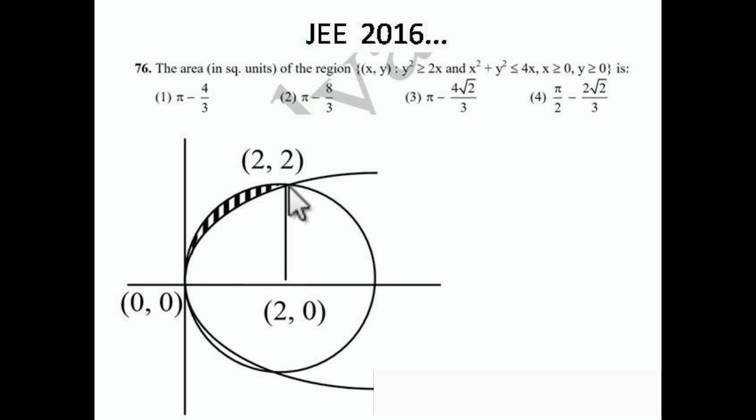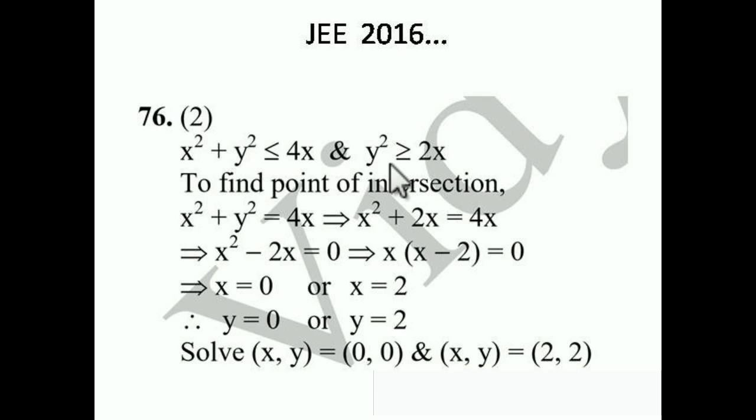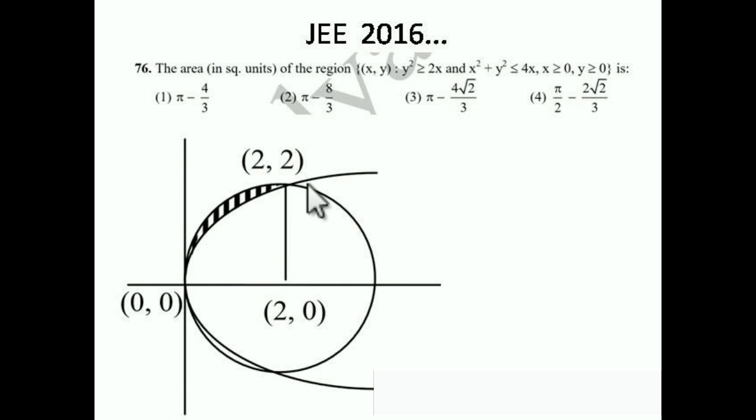Yes, you have to find the intersection point. How? Let's do that. You have these equations: x square plus y square is equal to 4x, y square greater than or equal to 2x. Now I taught you earlier, we know that x square plus y square is equal to 4x. So just simply put y square is equal to 2x here and make an equation in terms of x. So it is x square minus 2x is equal to 0. x is common, x into x minus 2, so x is equal to 0 or x is equal to 2. Very simple thing. So x is equal to 0 and y is equal to 0, and x is equal to 2 and y is equal to 2, so the points are 0, 0 and 2, 2. So you have to find this shaded region.